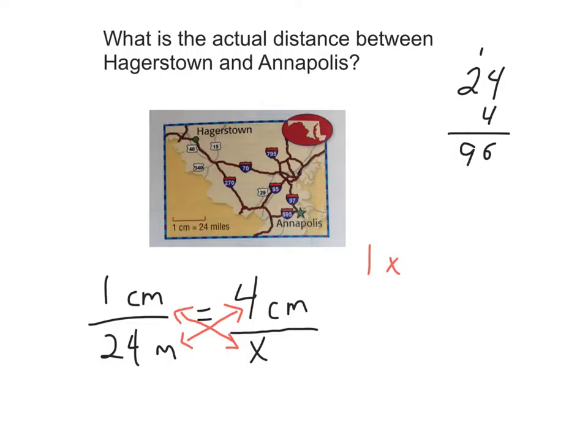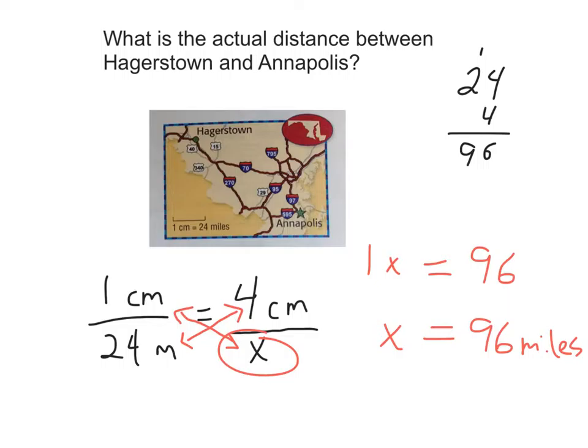Now remember, to make them proportional, we want these to be equal. So we want 1x equals 96. Now remember, 1x is just the same as x. So x equals 96, and the label on there, because this was the miles, would be miles. So on the map, it was 4 centimeters. In actuality, it was 96 miles.